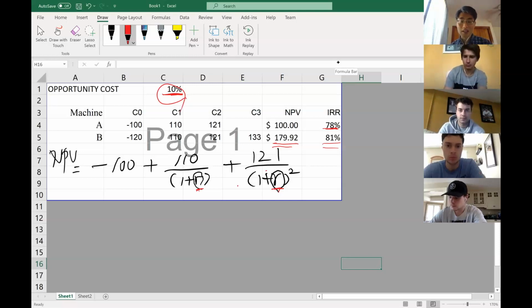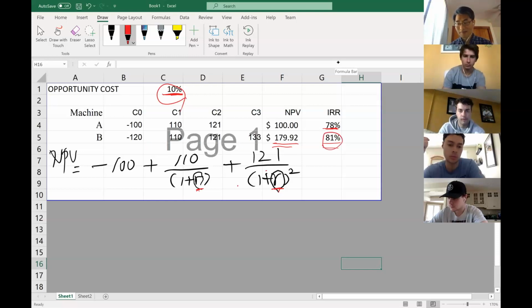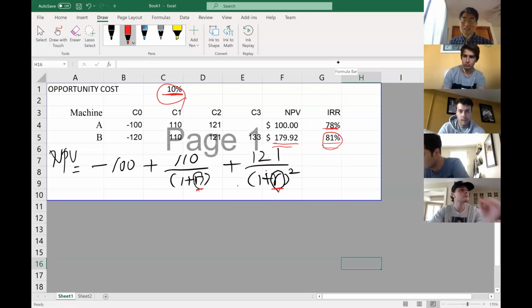Okay. And the reason why your profit is so great is because your annual rate of return from that investment is a whopping 81%. So a more risk-averse investor would invest in machine A due to the payback period because they would get their money back quicker? That's a good question.